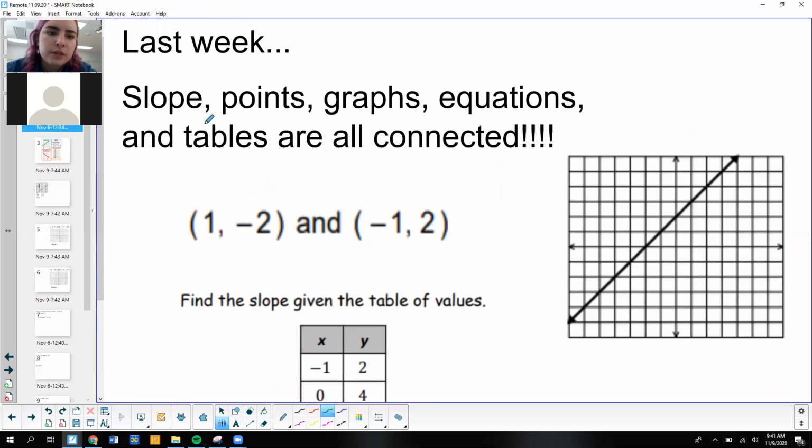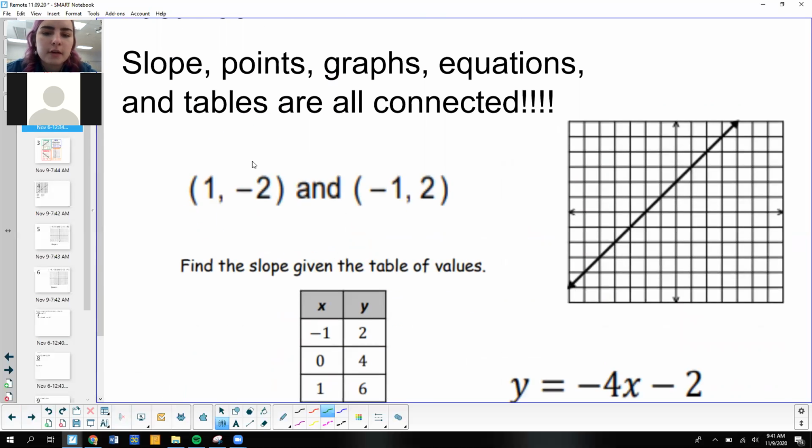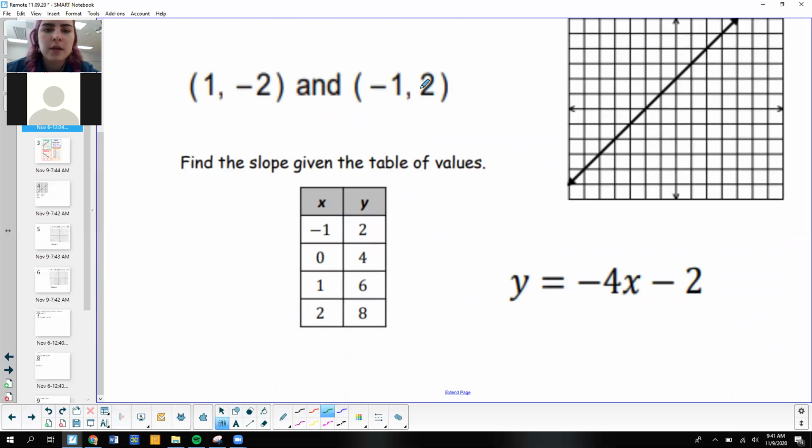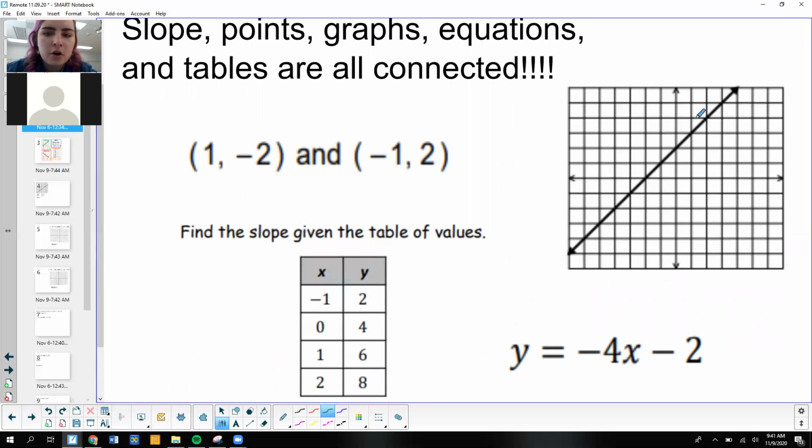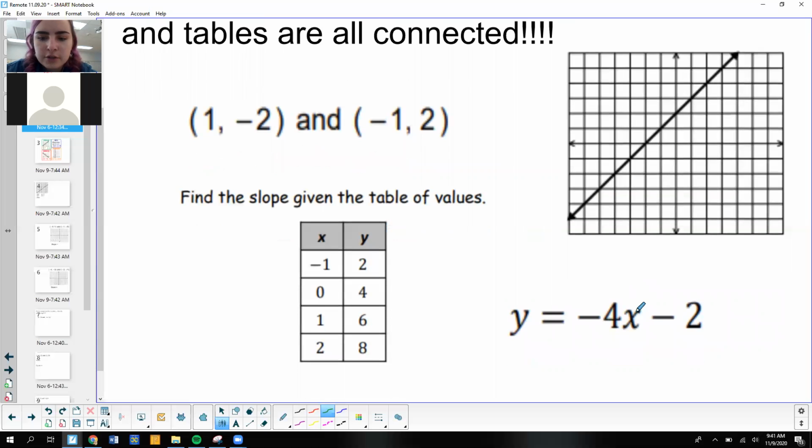All right, so last week we talked about slopes, points, graphs, equations, tables, all of that. They're all connected. Points can be plotted on a graph. Points can also be represented in a table. We can also represent graphs and lines as equations, and we can use points to figure out equations. So everything is kind of related.